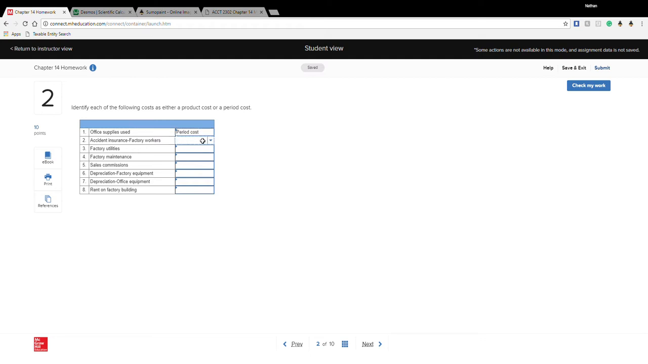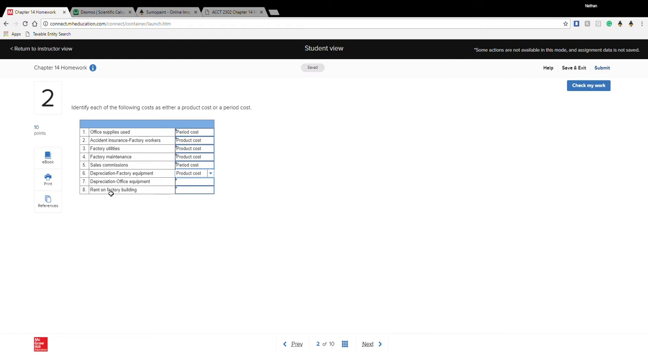Accident insurance for factory workers. That's a product, deals with the factory. Factory utilities. Again, notice the keyword. A lot of times it's factory. Sales commissions. That's our period. Depreciation, factory. Again, factory, product.